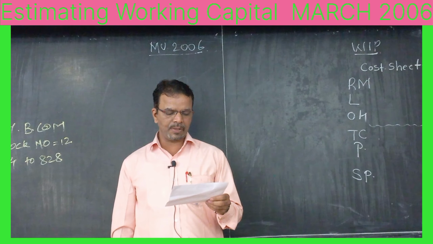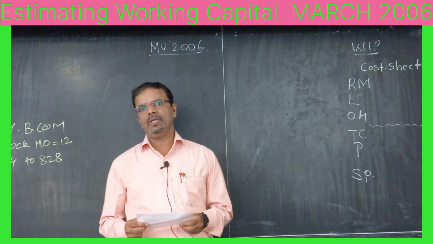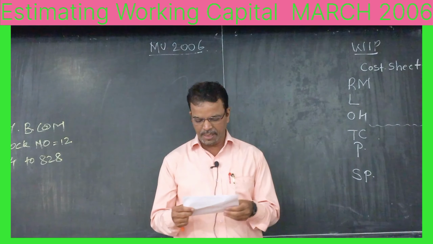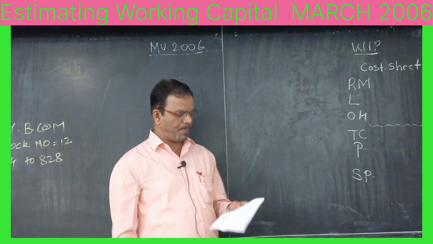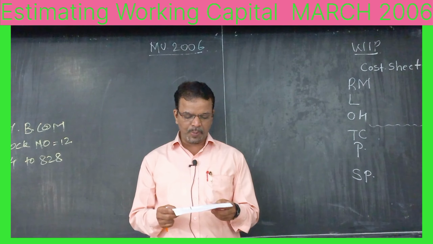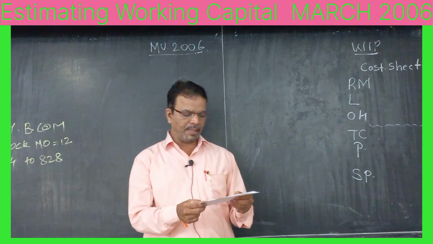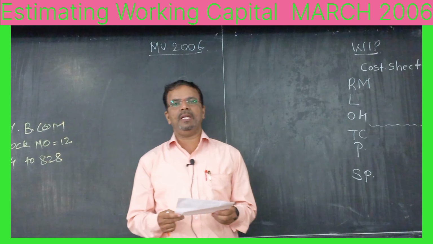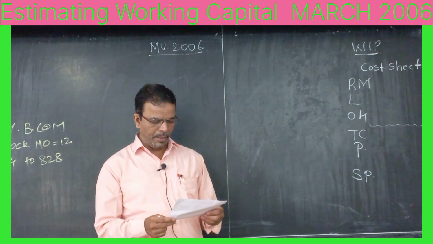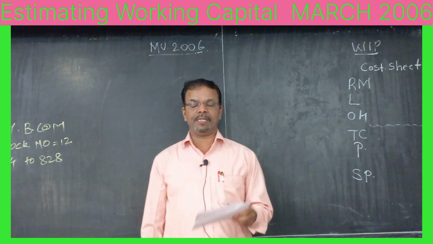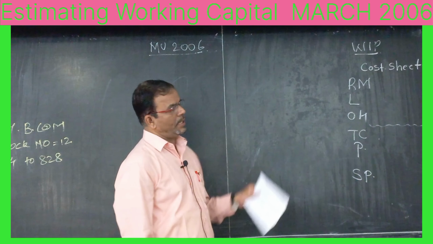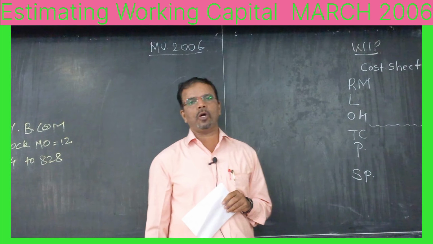Cash and bank balance to be maintained is 50,000, so the minimum balance of 50,000 is given. Selling price per unit is given as 30. Analyze the cost per unit as follows: raw material is 33.33% of sales, labor and overhead are in the ratio 6:4, and profit is rupees 10 per unit. So all this is given. First we will prepare the cost sheet.